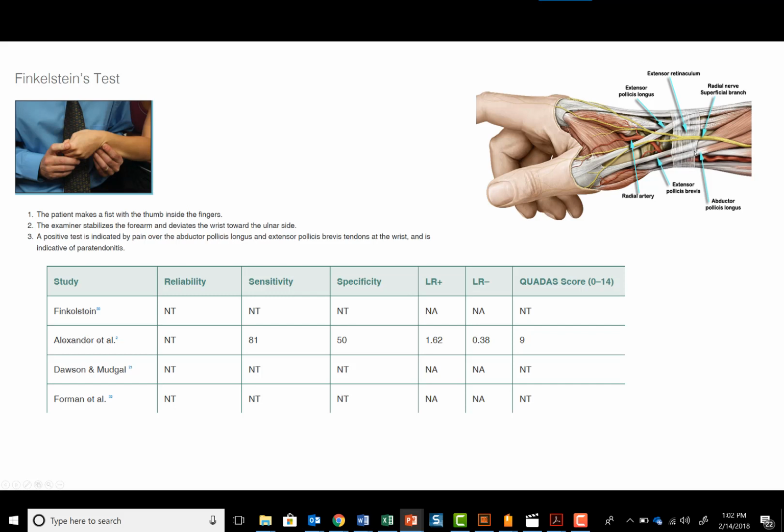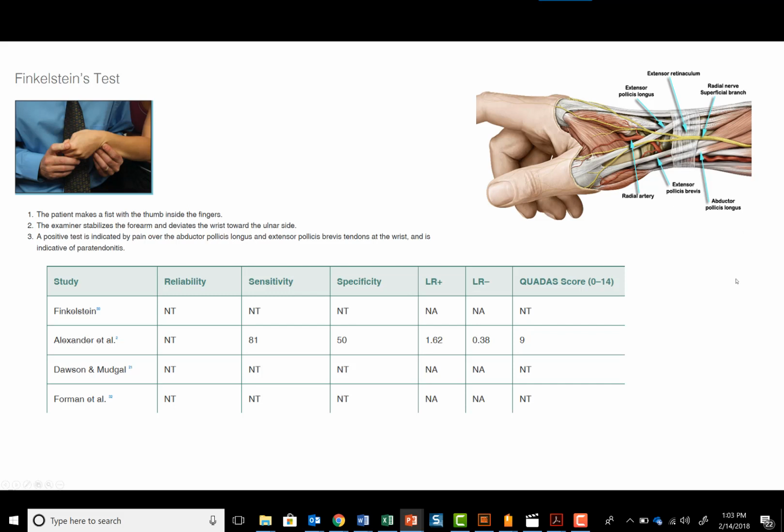So here you've got extensor pollicis longus down through here, and here you've got abductor pollicis longus and extensor pollicis brevis right through here. So these two tendons is what you're going for. The extensor pollicis longus makes up the other side of the snuff box. We'll talk a little bit about the snuff box. So it's these tendons on that lower side, on that underneath side of the snuff box.